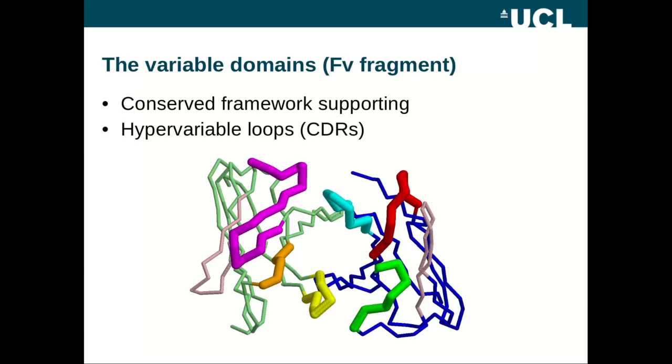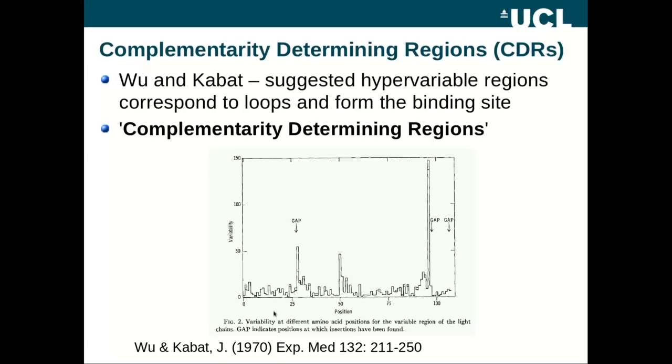Now, as we've seen, their prediction was exactly right, and these 6 loops, 3 from the light chain on the right here, 3 from the heavy chain on the left, come together to form that binding site. And these loops are supported on a relatively conserved framework, and you can see that by going back to the variability plot. You can see these framework regions in between. Although they are variable, they're clearly not as variable as the CDR loops.